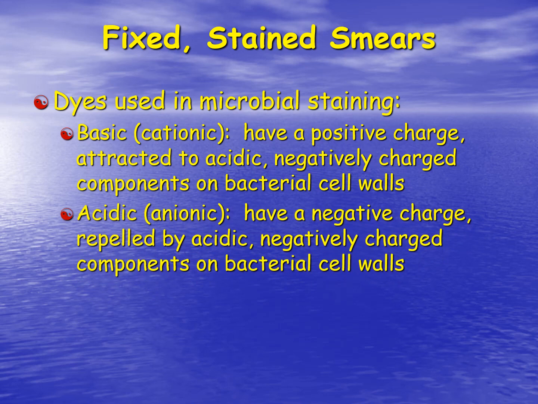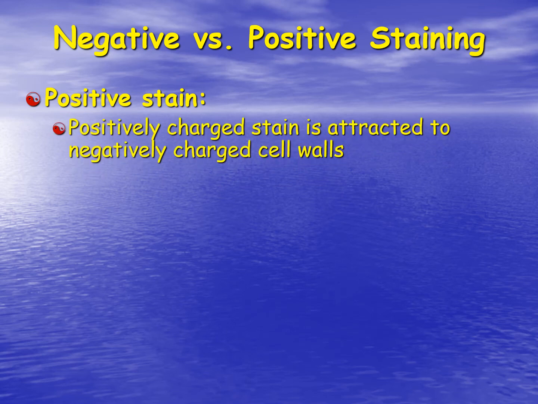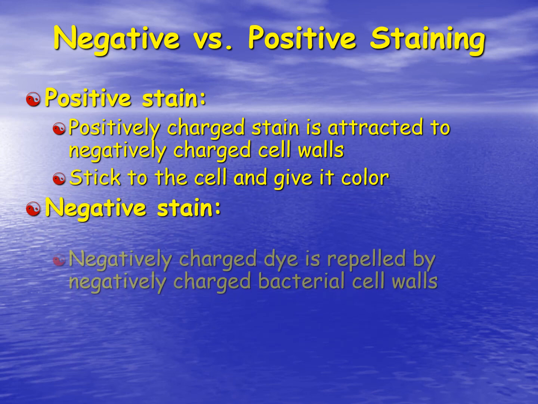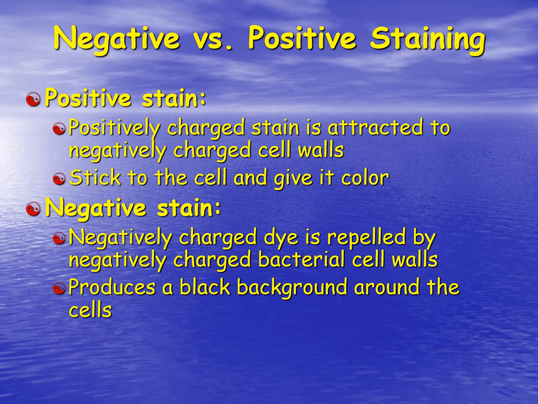And the acidic or anionic stains, which have a negative charge, they're repelled by the negatively charged components and then will actually be attracted to anything that's positively charged in the cell. A positive stain will be attracted to negatively charged cell walls, and they stick to the cell and give it color. Whereas negative stains, negatively charged dyes, are repelled and therefore produce a black background around the cells.